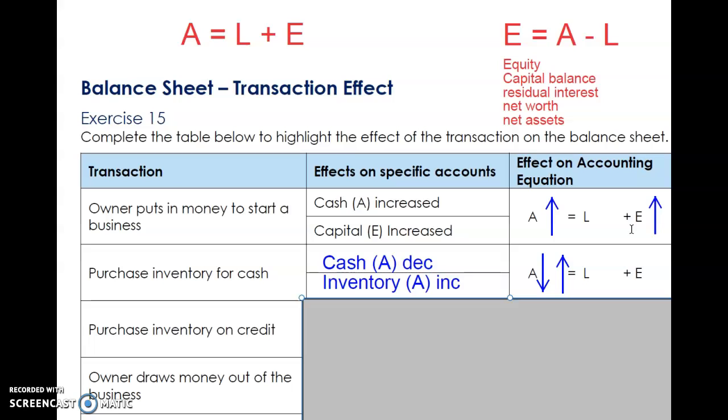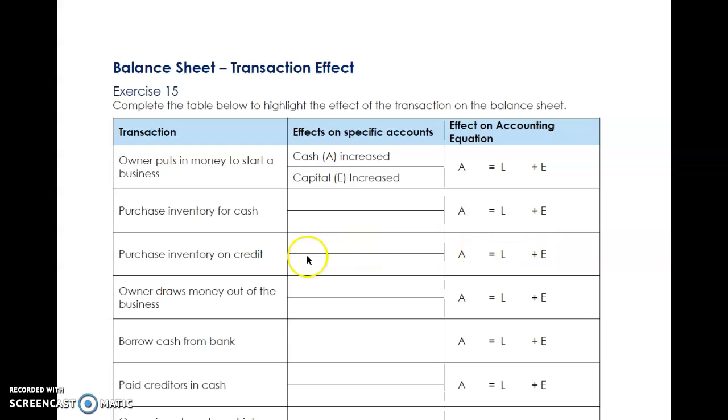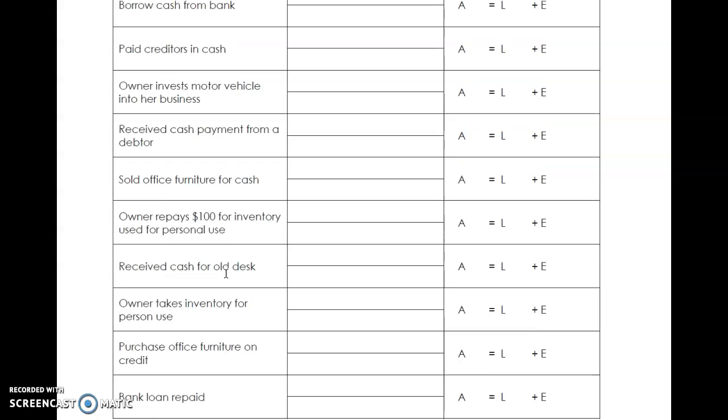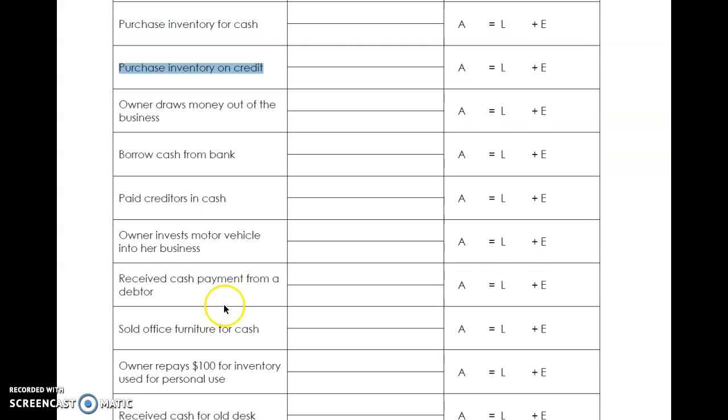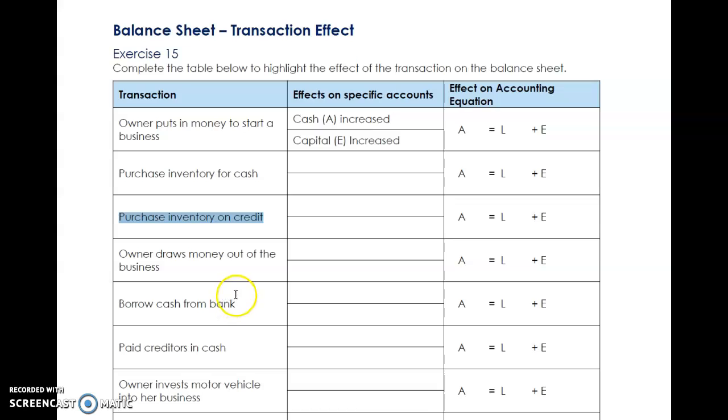So what you need to do in this exercise is keep working through this exercise. Let's have a look at the blank one. Purchase inventory on credit. So here we had purchase inventory for cash. Inventory went up, cash went down. And the next one is purchase inventory on credit. So an asset, inventory, is affected and so is the credit. So work your way through these. There are a couple of tricky ones, so look out for those. Have some fun, and we'll see you on the other side.